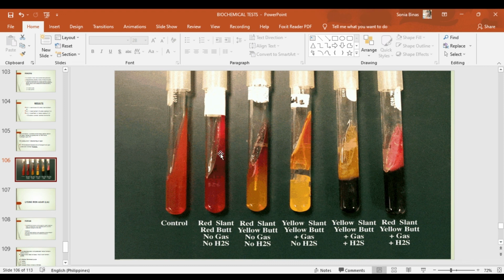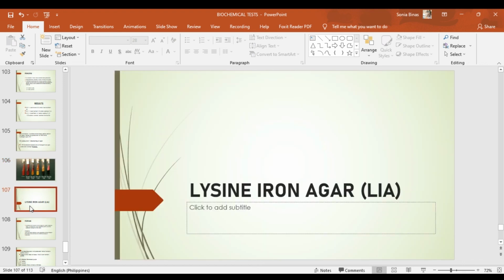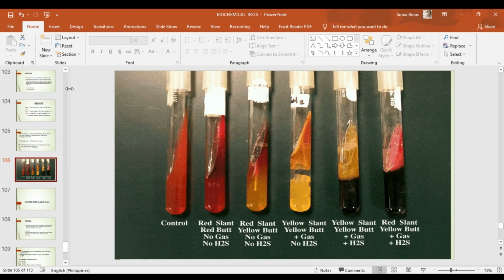So, dito naman sa may left side, ito yung ating K over K. Ano po? Because it has a red slant and red butt, wala siyang crack or wala siyang gas production, wala rin siyang blackening, meaning wala siyang H2S production. So, yan po for our TSI.